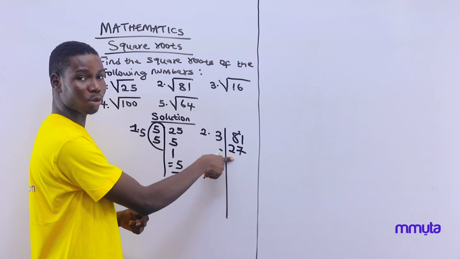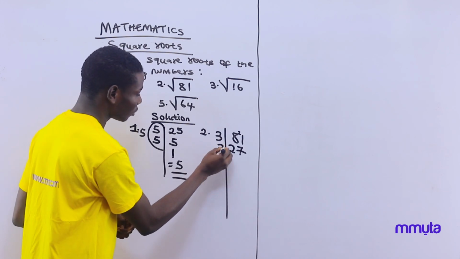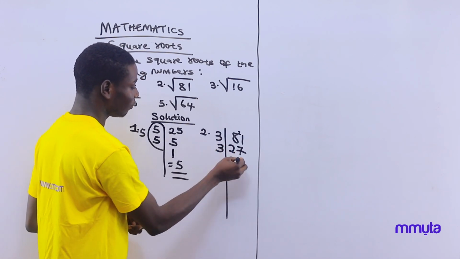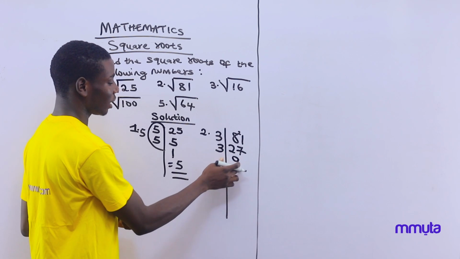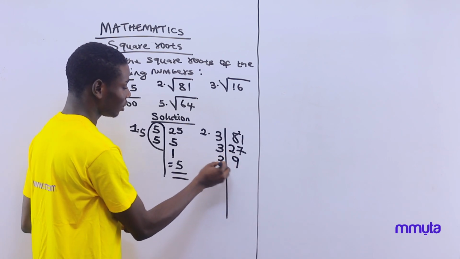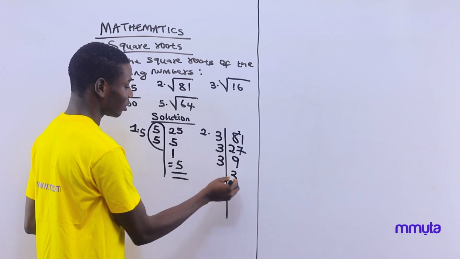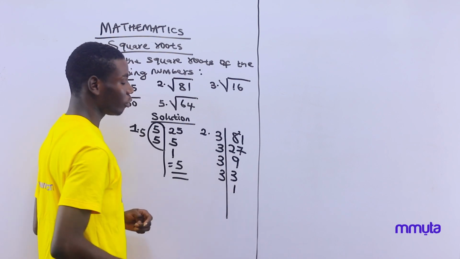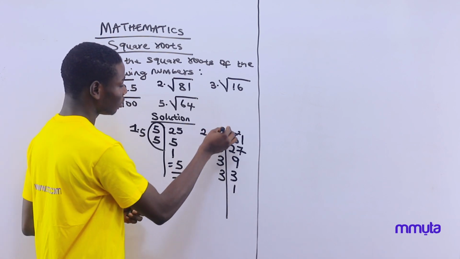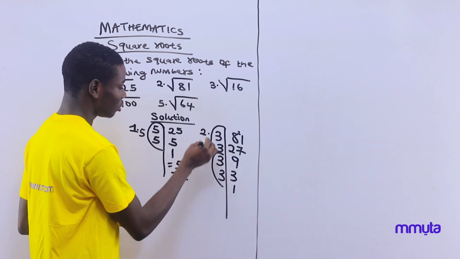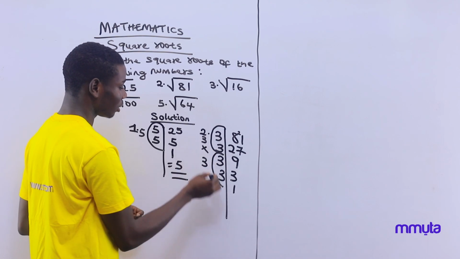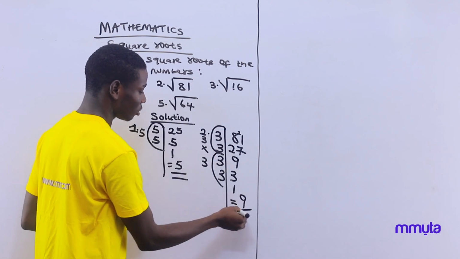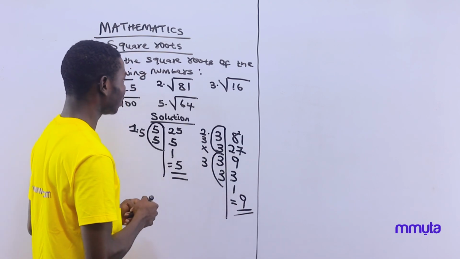A number that can divide 27, which is 3. 27 divided by 3, we have 9. A number that can divide 9, which is 3. 9 divided by 3 is 3. And 3 divided by 3 is 1. We pick them in the group of 2's. 1, 2. So we have 3 times 3, which is 9. So the square root of 81 is equal to 9.